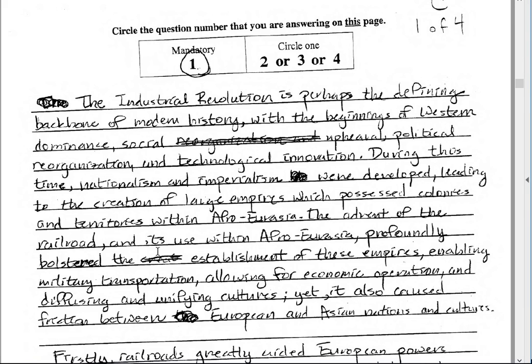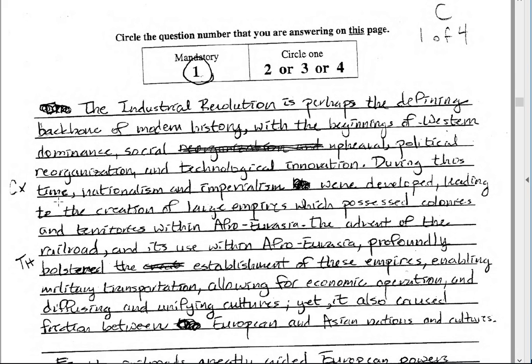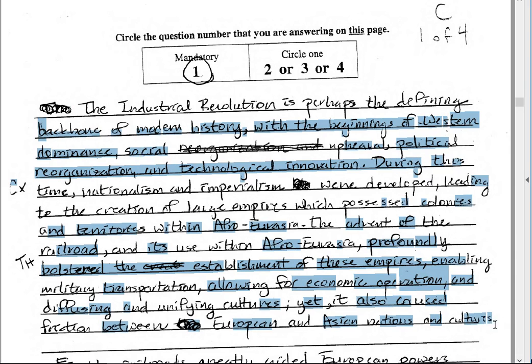The advent of the railroad and its use within Afro-Eurasia profoundly bolstered, they are answering that question of how much it affected it, bolstered the establishment of these empires, enabling military transportation, allowing for economic operation, and diffusing and unifying cultures, yet it also caused friction between European and Asian nations and cultures. Holy cow, this is going to kill it. All right, let's go down here and see. And sure enough, there's the contextualization. There's the thesis. This is a dream for a reader. This is a beautiful first paragraph.